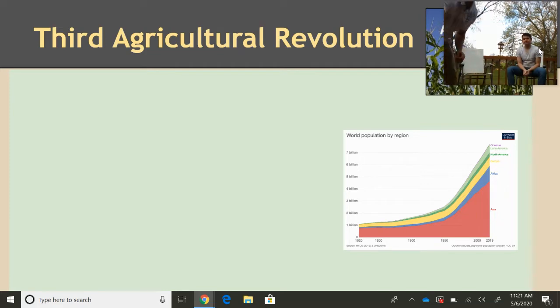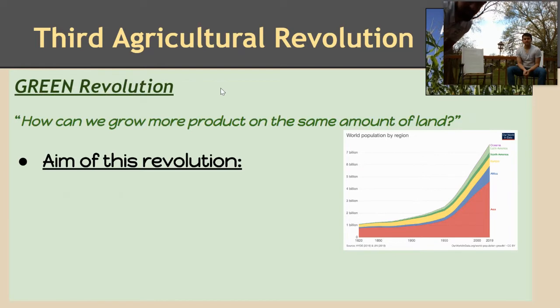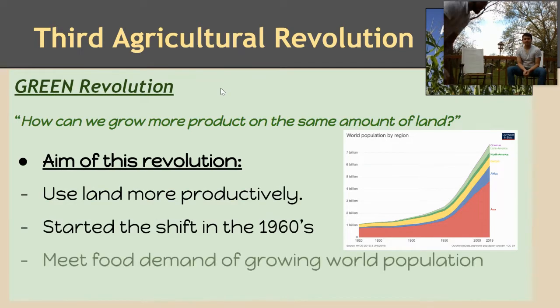Awesome. Thank you so much, Matt. So yesterday, guys, you all learned about the first and second agricultural revolutions. And so today, we're going to be talking about the third agricultural revolution and then what comes after that revolution. All right. So the third agricultural revolution started around the 1960s.